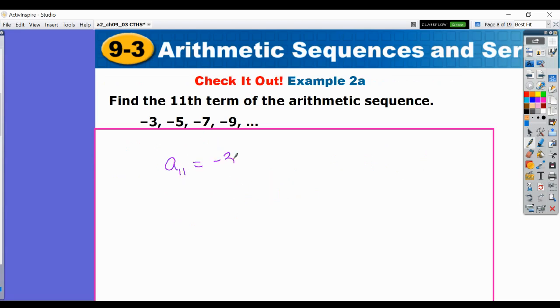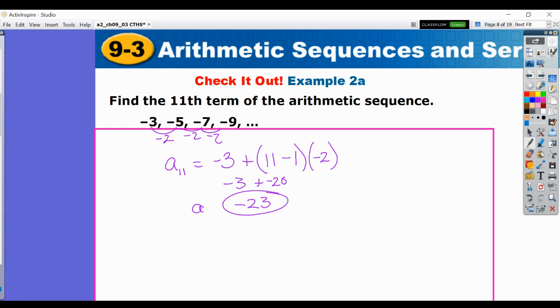So we're going to take the first term plus the number of terms minus 1 times the common difference. Common difference? These are getting further and further negative, so they are subtracting 2. So my common difference is negative 2. 10 times negative 2 is negative 20, so the answer is negative 23. That would be my 11th term.